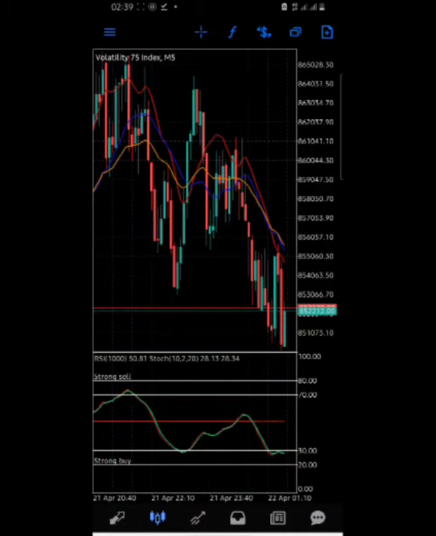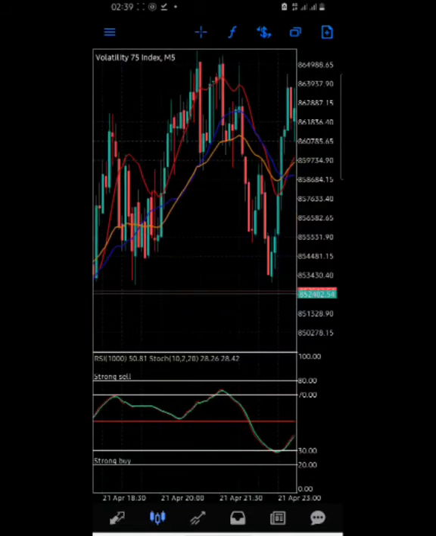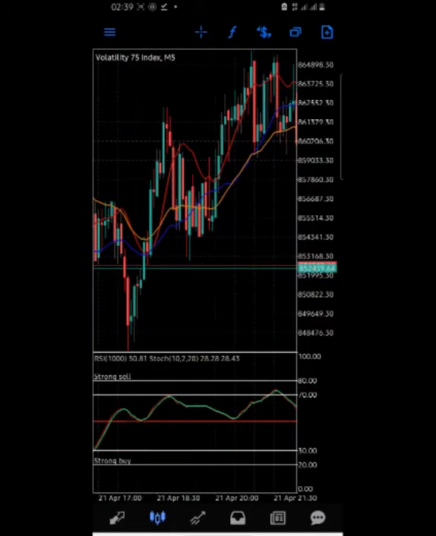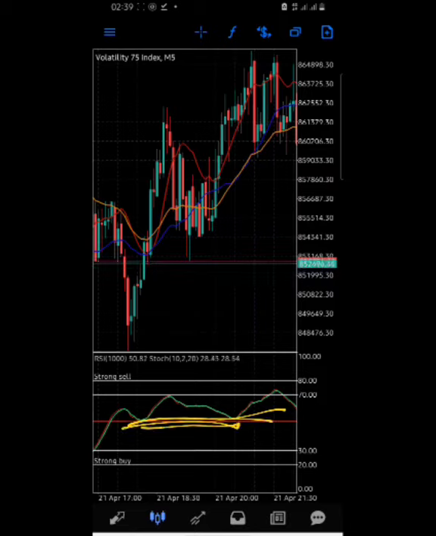Now, first things first, I'm going to give out a warning. Once the indicator is on this red line, do not buy or sell. Do not attempt the market. Be patient. Wait for your buy and selling time.